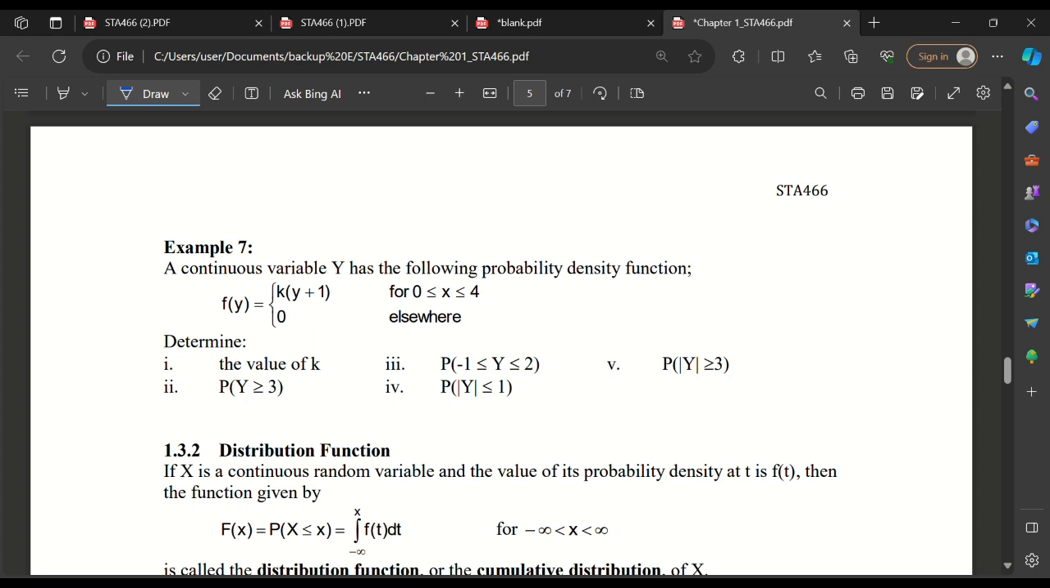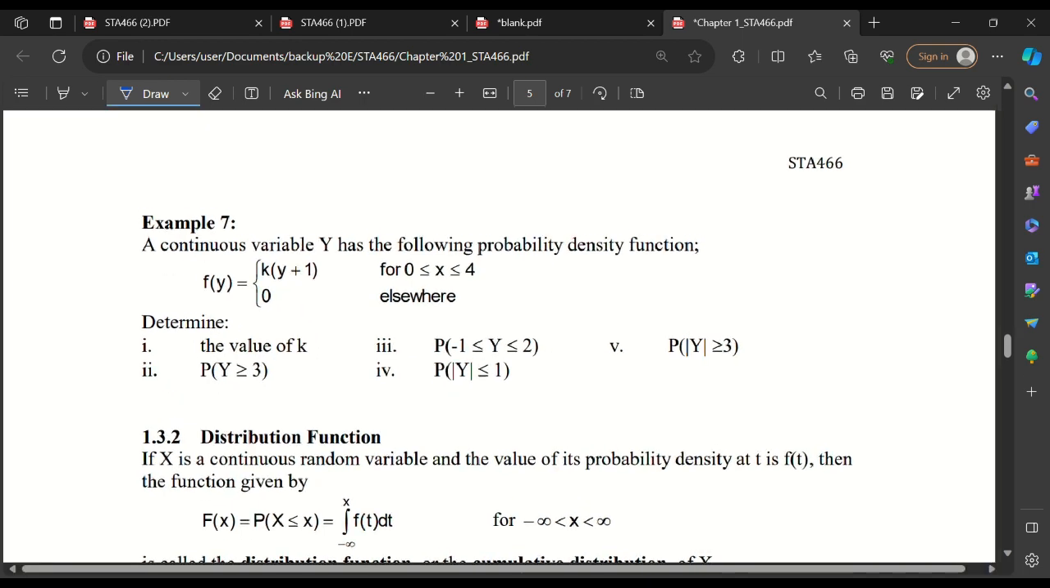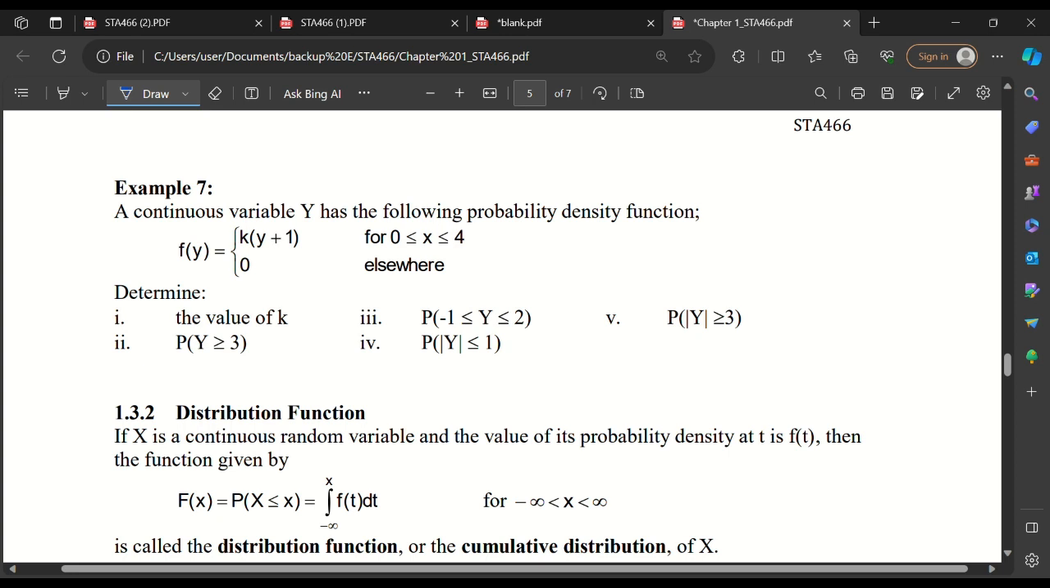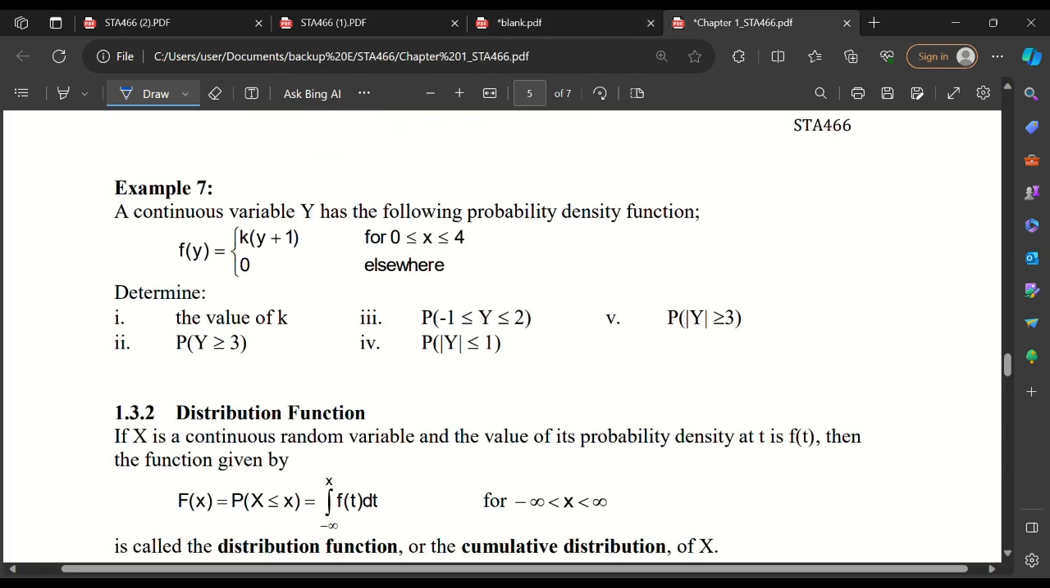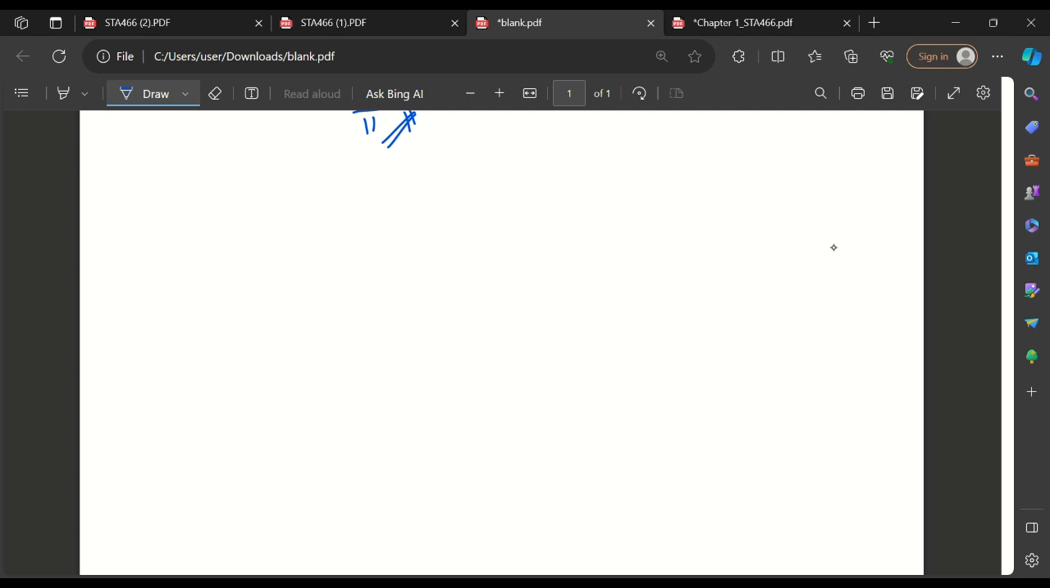Okay, so let's see this one. This one. So, let's see the first one is to find the value of k. So, we look at the function ky plus 1 from 0 to 4. From 0 to 4. So, to find the value of k, what do we do? Use the second property from earlier. Okay. Integration of the function equals 1. Equate the integration of the function to 1.